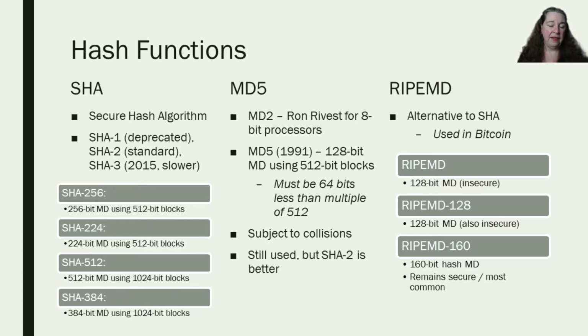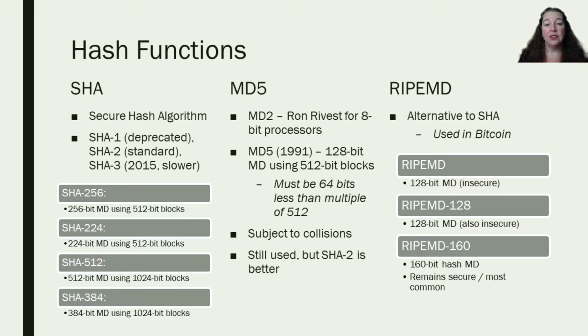Our MD5 hash was actually created by Ron Rivest of RSA fame. He originally created MD2, which was for 8-bit processors way back when. In 1991, he created MD5, which is still used, but it is subject to collisions. MD5 creates a 128-bit message digest using 512-bit blocks, similar to SHA-256, but 128-bit instead of 256-bit.